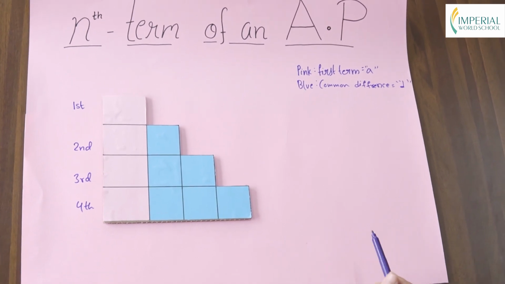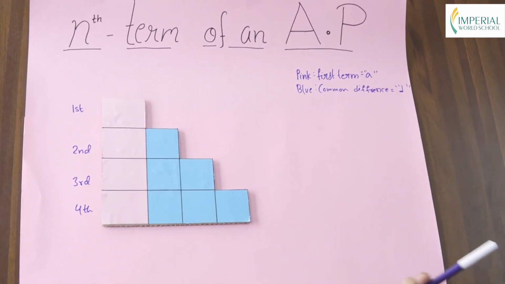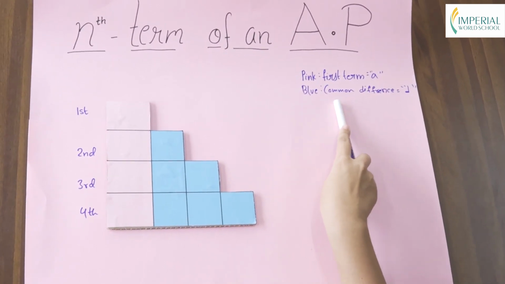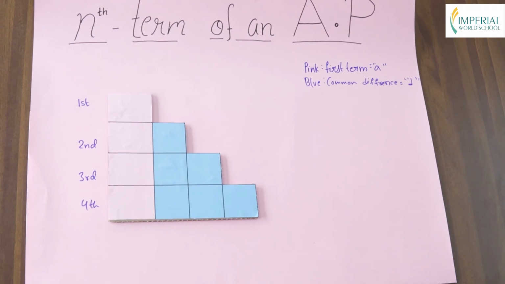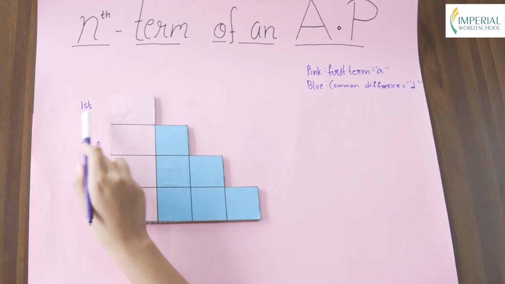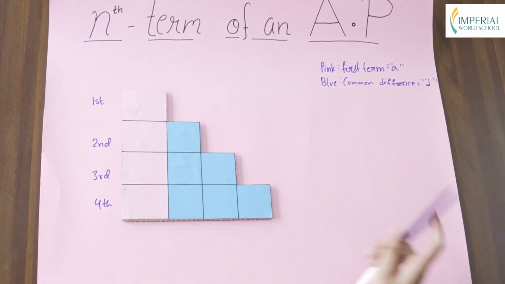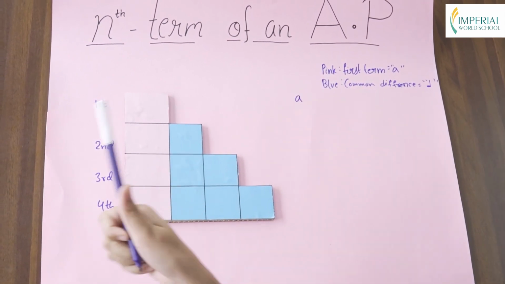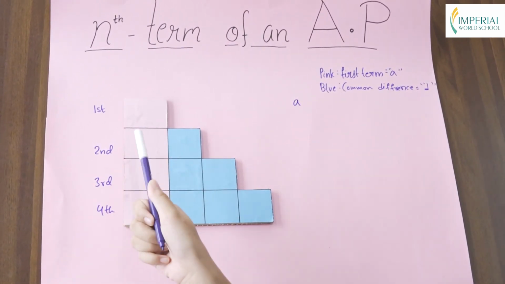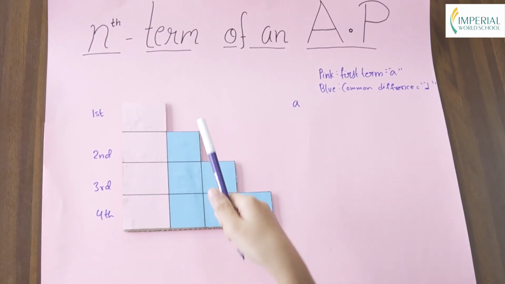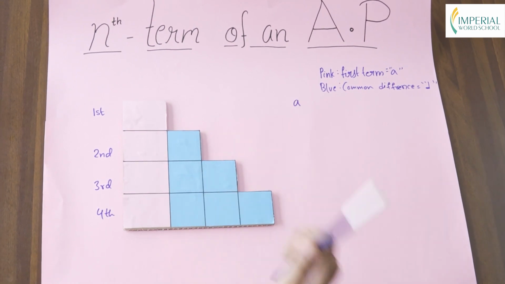Now let's move on. Now, this is the model of an AP. Over here, as I stated, the pink will represent the first term, which is A, and the blue will represent the common difference, which is D. Now, as we already know that the first term is A, we can see here the pink is the first term, meaning this is A. And over here, there is a second term. Over here, we can also see that there is another A, but the difference is that they have D.